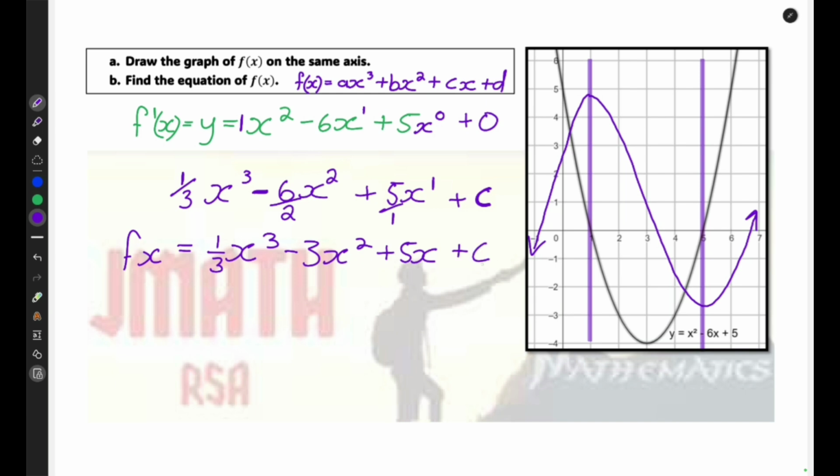I just don't know what the d value is, but in questions, they will sometimes tell you what the d value is, and sometimes they won't. Then you just put a c there. So that's the first method, anti-derivative. Now, if we go with the power rule with all of these, I assure you it will get back to the green graph that we have up there.